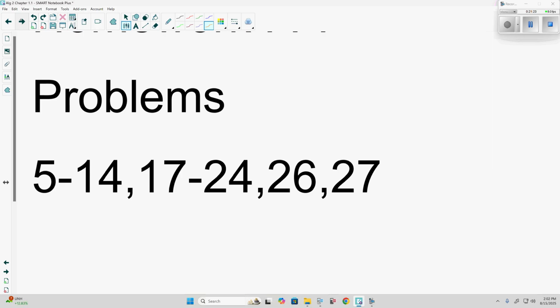Now, sometimes I will do even and odd, but I will specifically put it after the number set. So it'd be like 5 through 15 odd, comma, and then 17 through 24. Only the numbers that come before it would be the even or odd. Okay? So here, 5 through 14 all, 17 through 24 all, 26, 27.